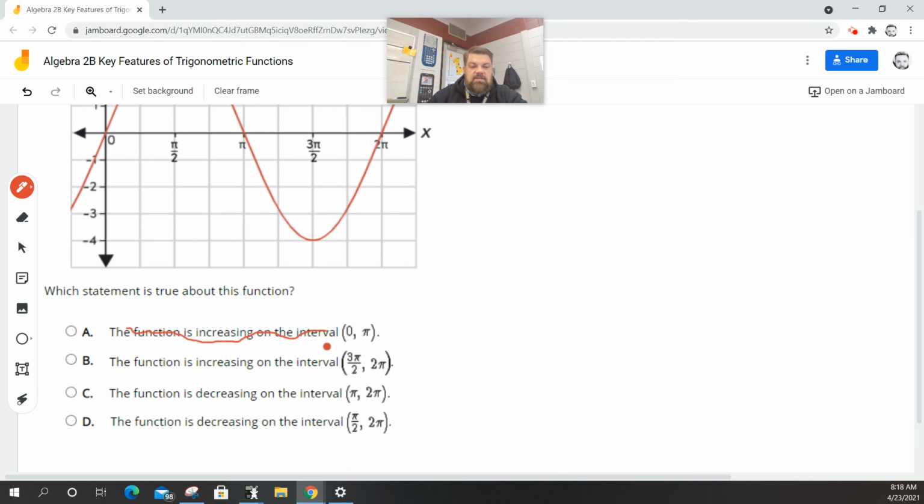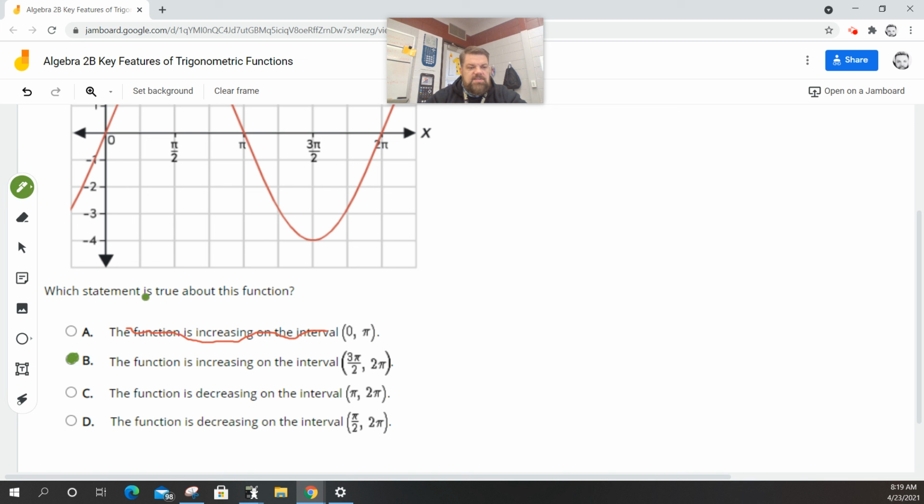What's the next one say? The function is increasing from 3 pi over 2 to 2 pi. Well, let's look at that. So from here to here is what we're looking at. So I go, it's increasing, increasing, increasing. That is actually true.